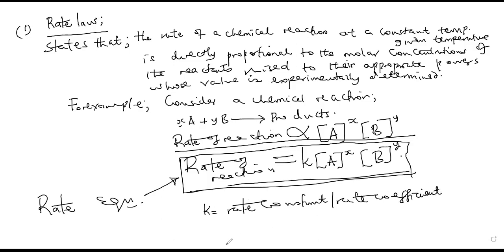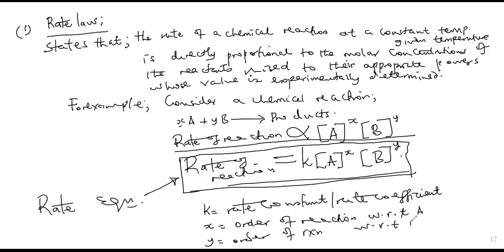We have X. X is the order of reaction with respect to A, whereas Y is the order of reaction with respect to B. So that is what we can generate from our rate equation.